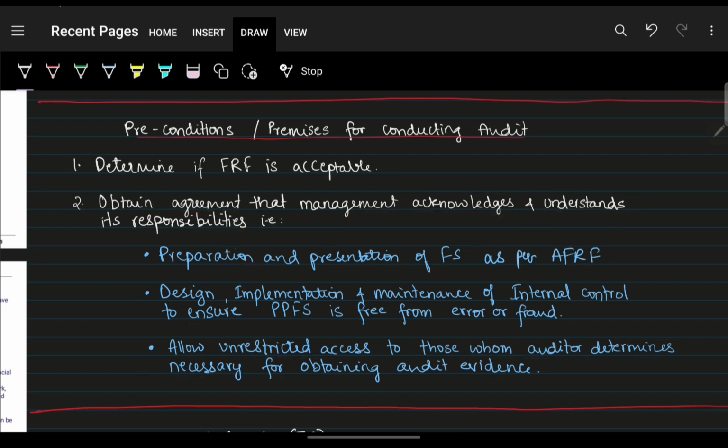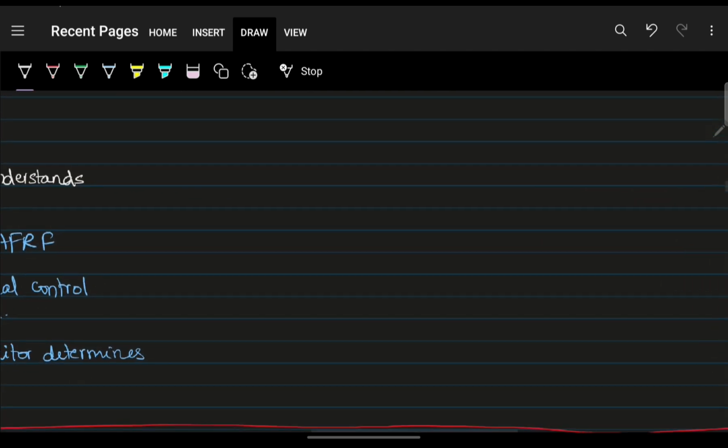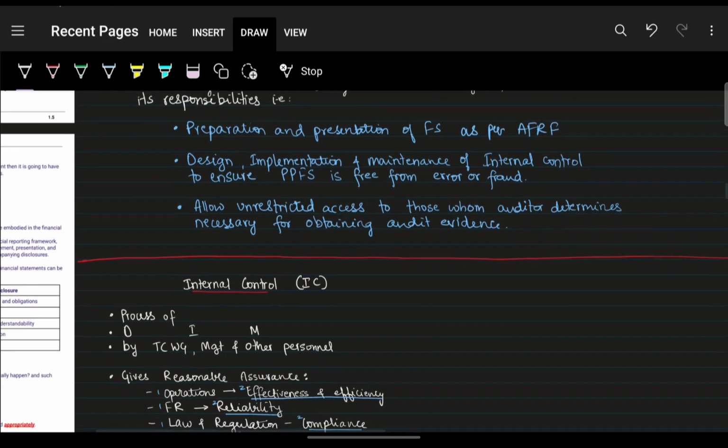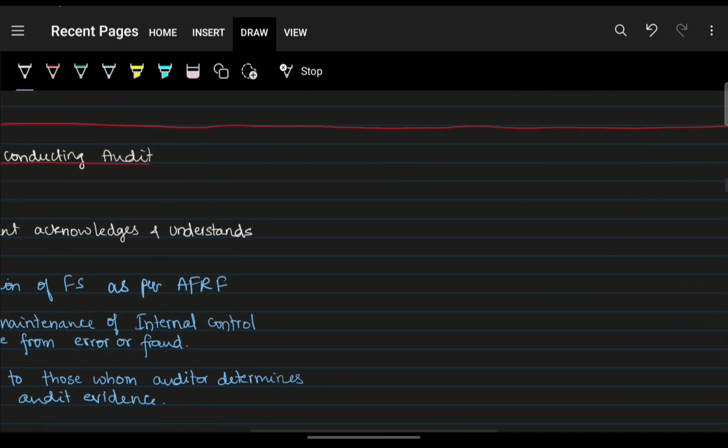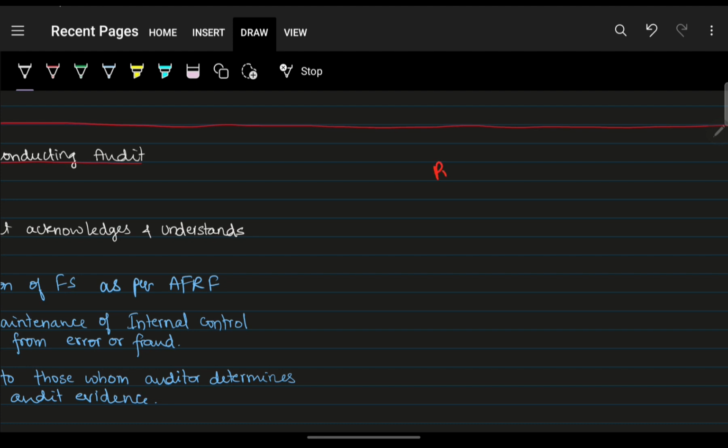Okay, so I think it should be fine. We can just move on, right? Actually, wait, let me just. So here, what are the preconditions? Firstly, determine whether FRF is acceptable, right? Second, we need to obtain an agreement that the management acknowledges and understands its responsibilities, right? Its responsibilities.